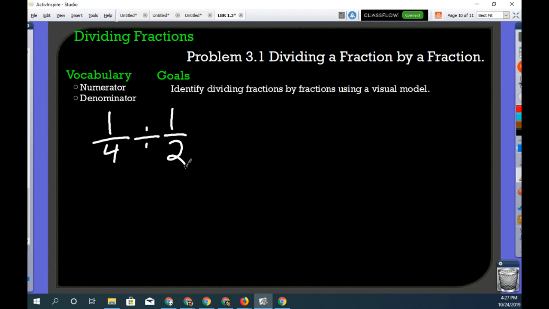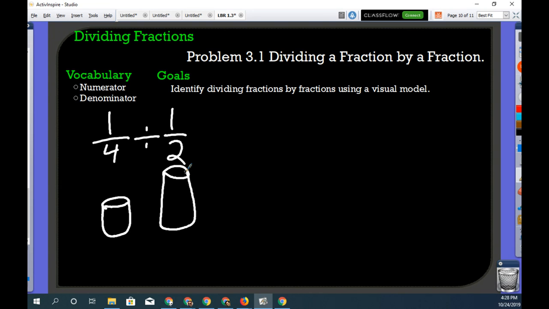And before we actually did the drawing model, I asked students if I had a quarter gallon of a container. And I wanted to see how many times I could fit in a half gallon of milk into that quarter gallon container.